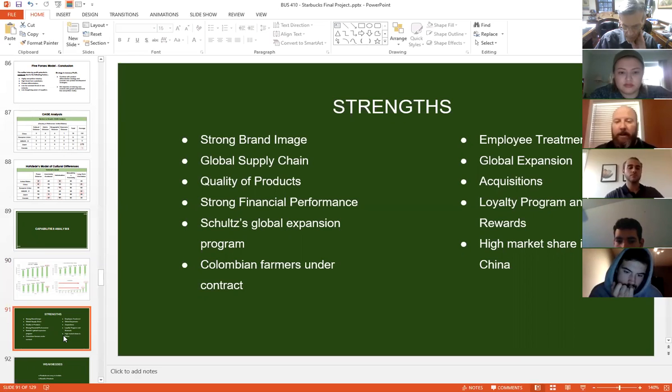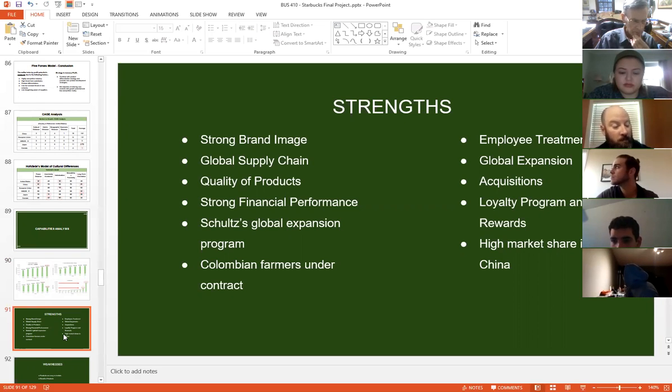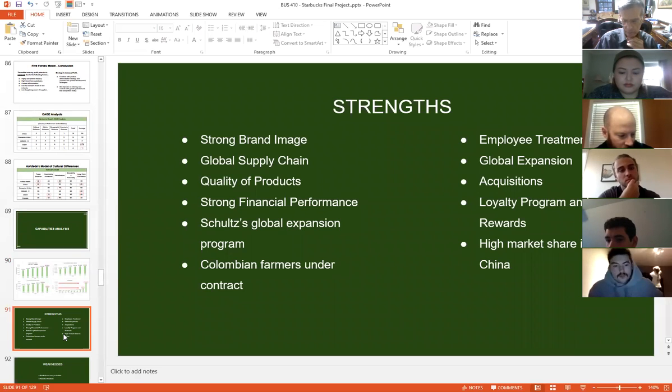And I would also add that Howard Schultz himself was the strength of the company a couple of years ago when he just grabbed his private plane and went to China to establish connections with important people in China to expand Starbucks and open more Starbucks stores month after month. Employee treatment is also a strength for Starbucks. Global expansion. They have a very aggressive global expansion plan in China. The acquisitions across the years, loyalty program and rewards, and the higher market share in China.